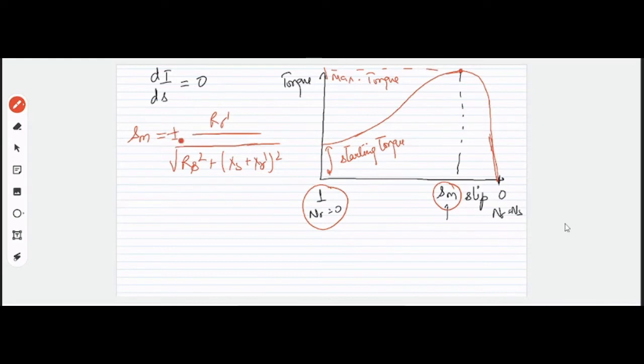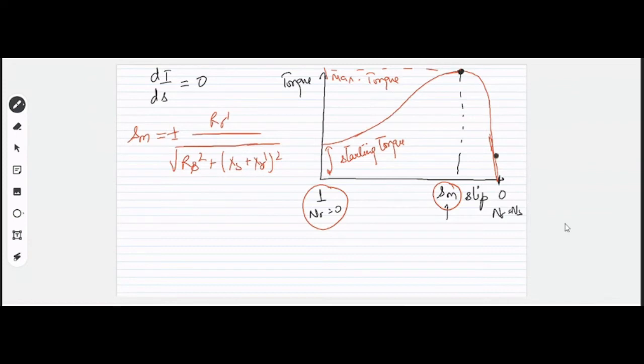And what does it state? It identifies that the slip at which maximum torque occurs directly depends upon the rotor resistance. So if we increase the rotor resistance, the slip at which this maximum torque occurs is going to increase. But let us examine whether the value of the maximum torque will also change.